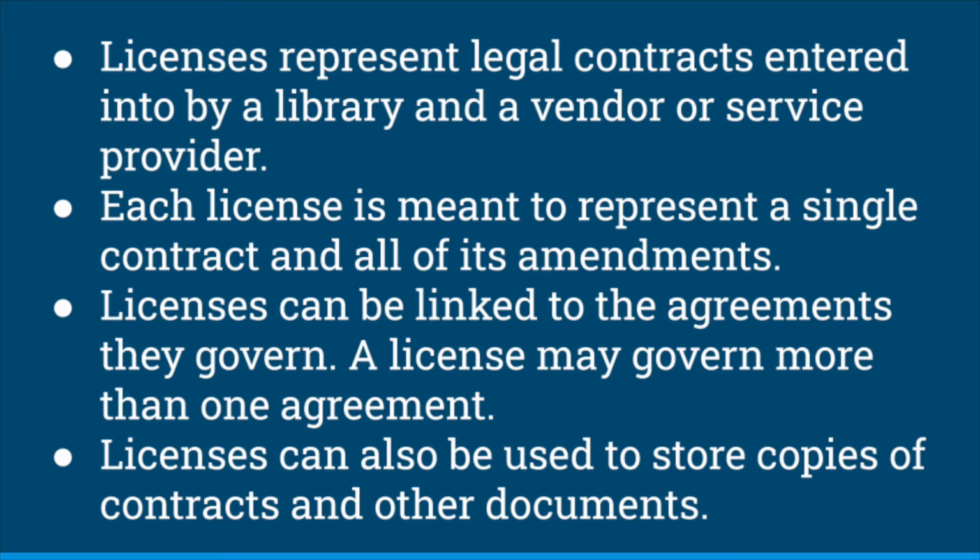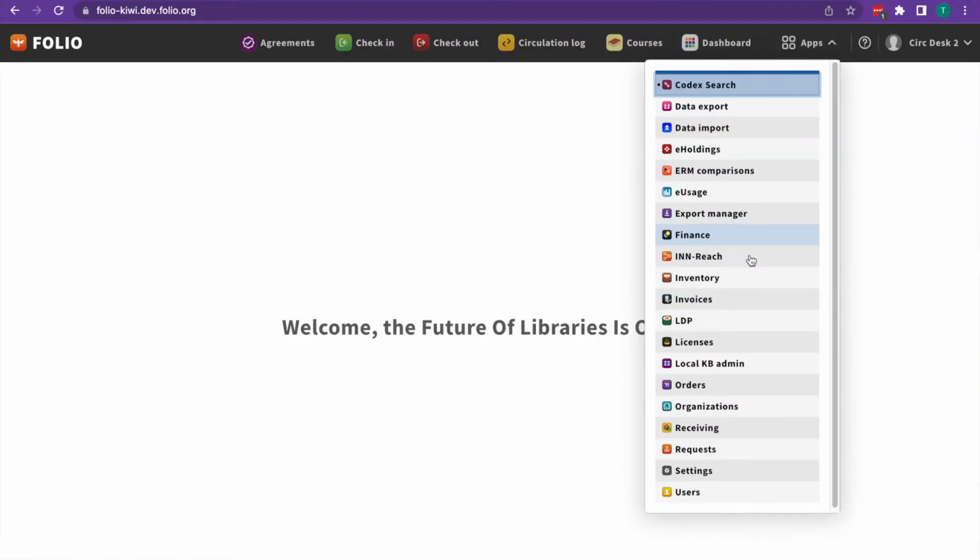So what is a license? Licenses represent legal contracts entered into by a library and a vendor or service provider. Each license is meant to represent a single contract and all of its amendments. Licenses can be linked to agreements that they govern, and licenses can also be used to store copies of contracts and other documents. So let's make a license.